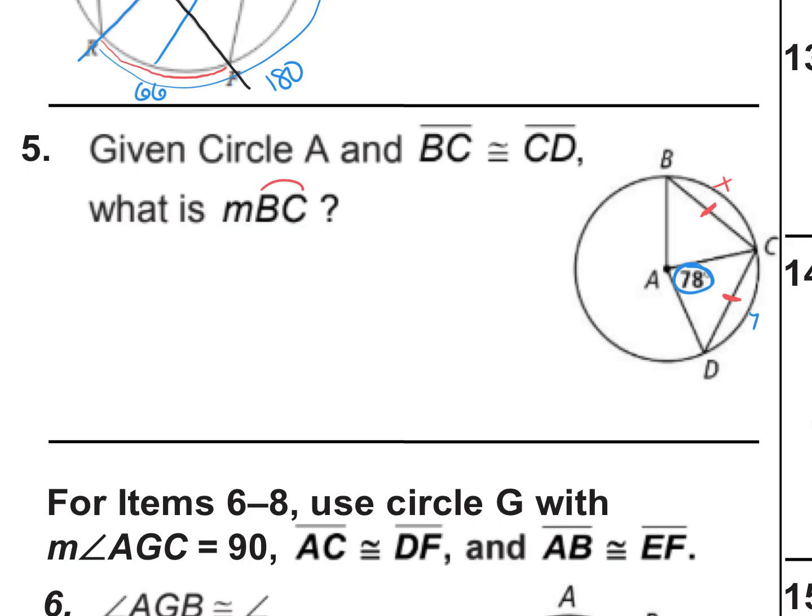78. Why? Because it's a central angle. So remember, central angles and their arc measures are the same. How does knowing this help me know this? Because they're equal. Right. If their chords are the same, that means their arcs have to be the same. Okay. Awesome. So that one is 78. All right. Let's look at number 6 through 8.